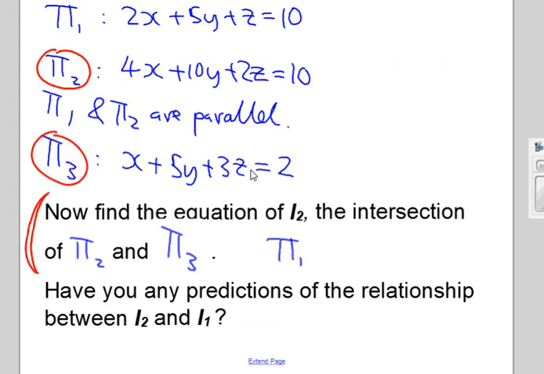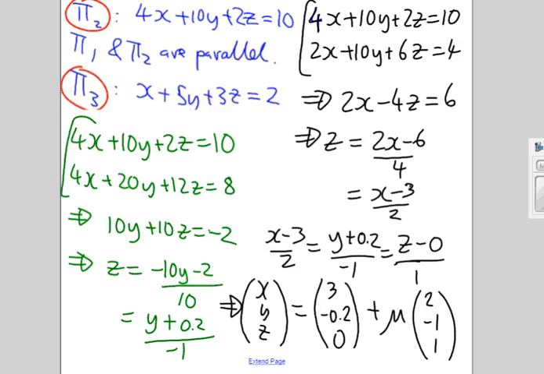So here's a task for you. Now find the equation of the line 2, the intersection of pi 2 and pi 3. Have you any predictions of the relationship between line 2 and line 1? Remember, line 1 was the intersection of pi 1 and pi 3. Try that. Pause the video. Here's the answer.